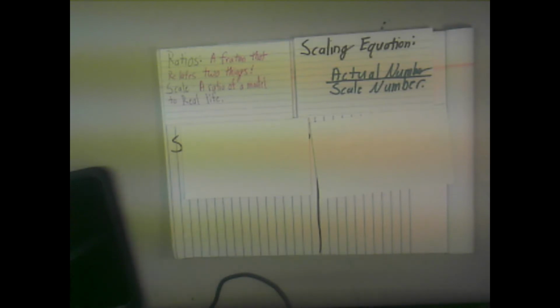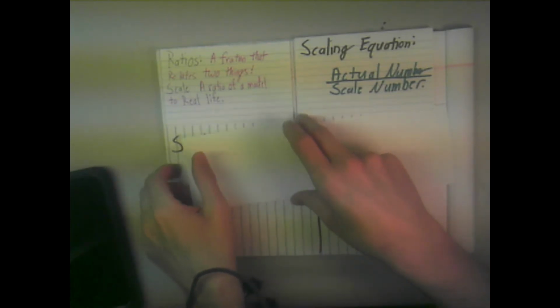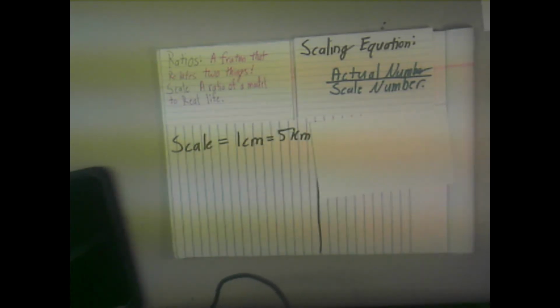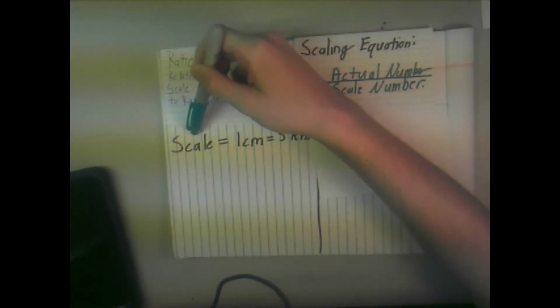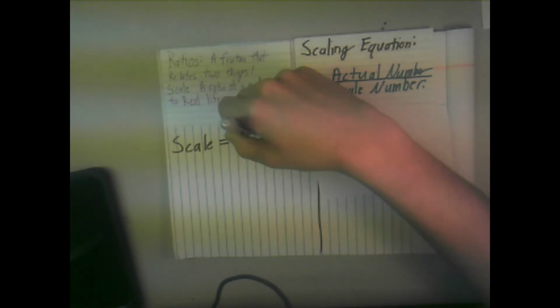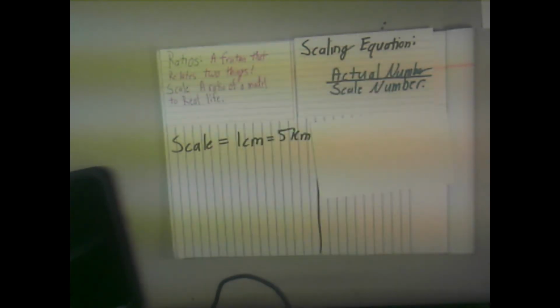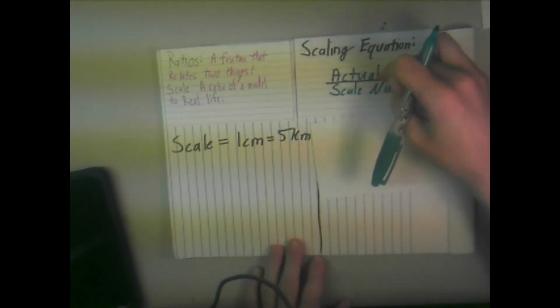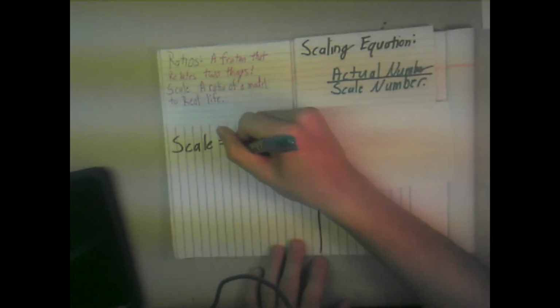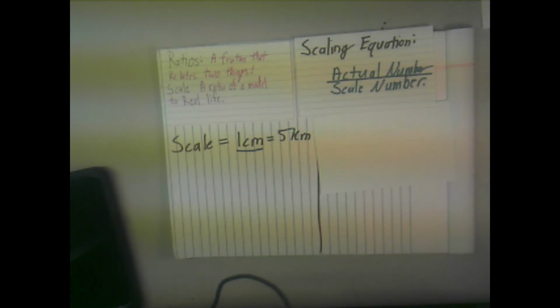Now, we're going to show you a couple of examples of this. The first one is we're going to find the scale number for this. It says a scale is equal to 1 centimeter is equal to 5 kilometers. So we're going to do following our equation here. So we know our scale is equal to 1 centimeter, and we are trying to get, in the real world, 5 kilometers.